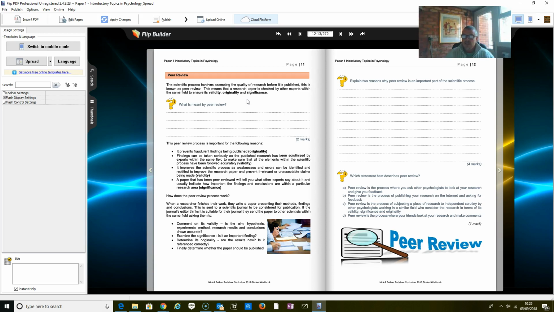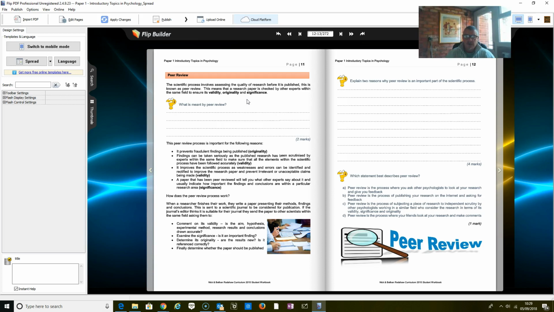Findings can be taken seriously as the published research has been scrutinised by experts. So in other words, you've given your research over to fellow colleagues, fellow experts, and they scrutinise it to see if there's any errors. Scrutinise the experts within the same field to make sure that all the elements within the scientific process have been followed accurately, i.e., is it testing what it's supposed to be testing? Validity. It improves the scientific process as weaknesses and errors can be identified and rectified to improve the research paper and prevent irrelevant or unacceptable claims being made. Again, validity. Is it testing what it's supposed to be testing?